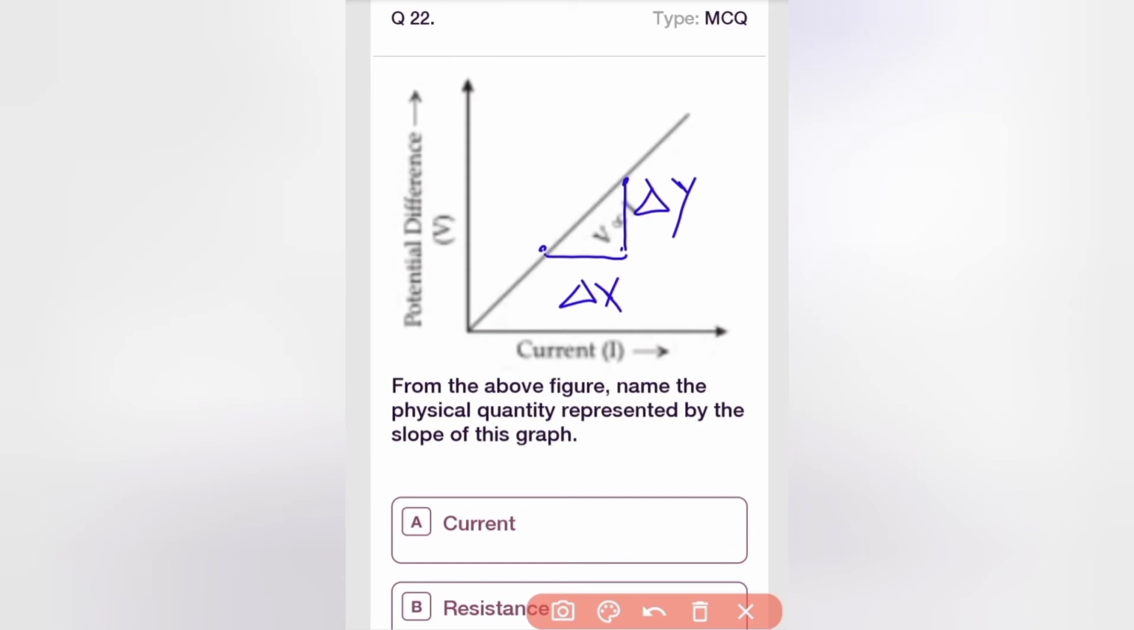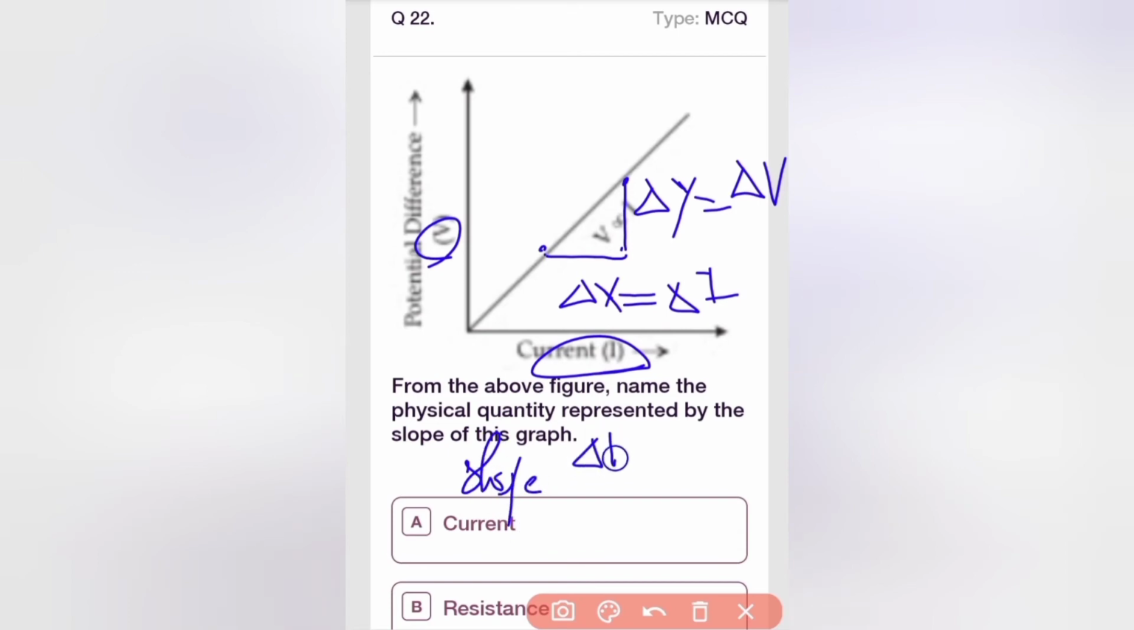This is delta y and this is delta x. So what is the slope formula? Delta y by delta x. What is delta y here? It is voltage, so we should take delta V, and in the x-axis we have current, so it is delta I. So what will be the slope? Slope is equal to delta V divided by delta I.